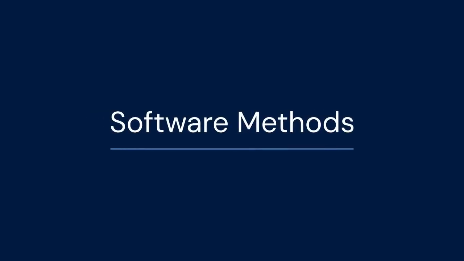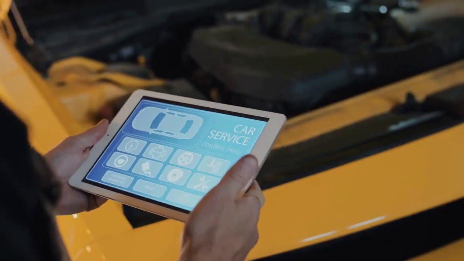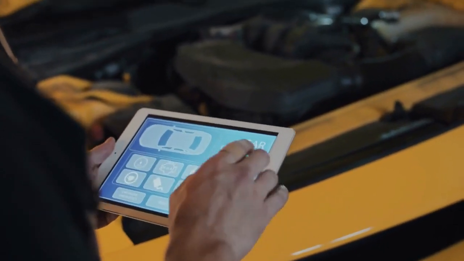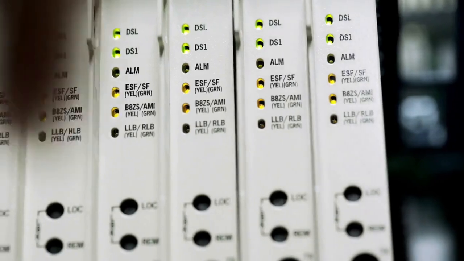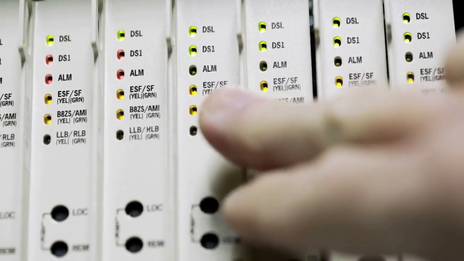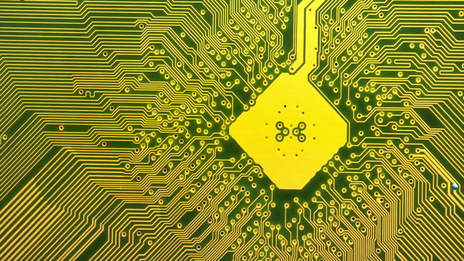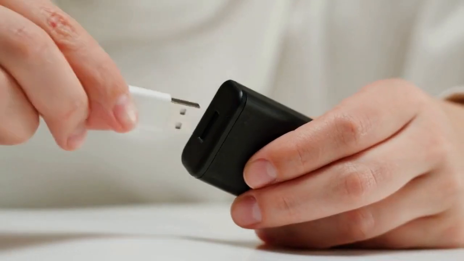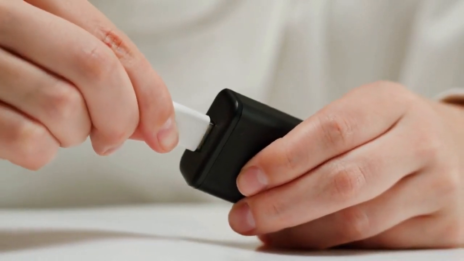Now, let's move on to software methods. One of the easiest ways is through your system information. On Windows, search for System Information in the Start menu and open it. Look for a line that mentions Thunderbolt. If it's listed, you likely have Thunderbolt support.